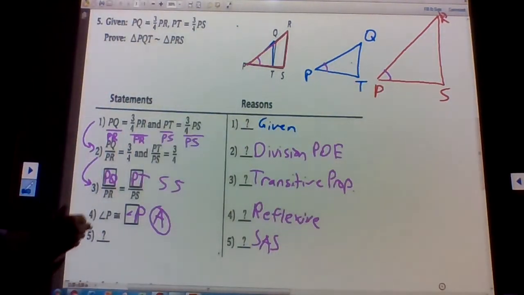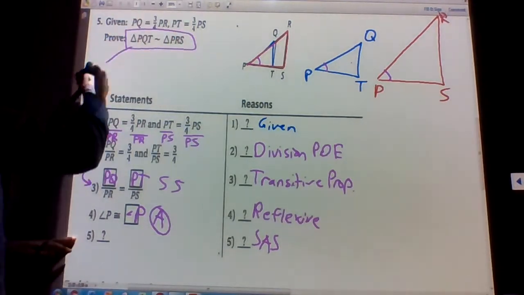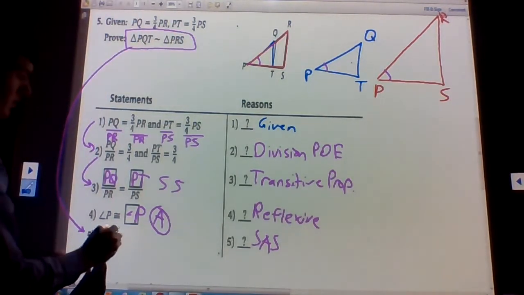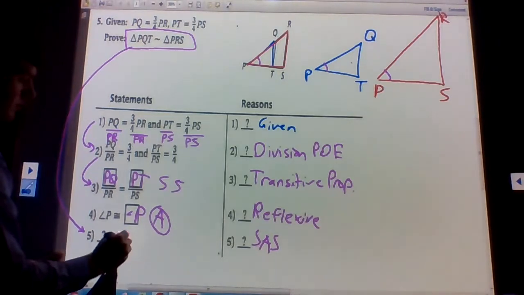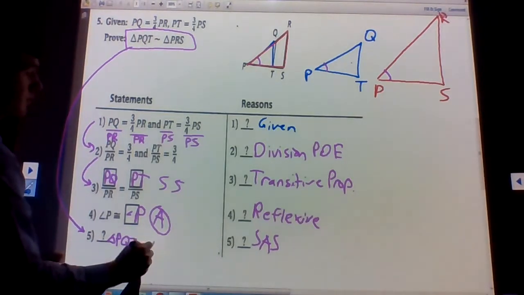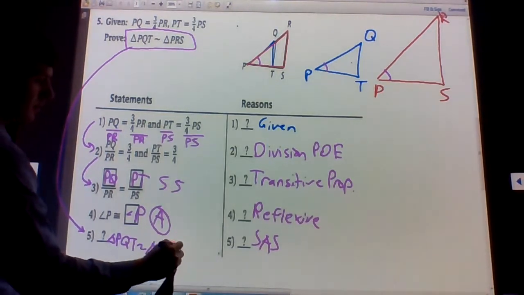So side, angle, side, that's going to tell us that triangle PQT is similar to triangle PRS.